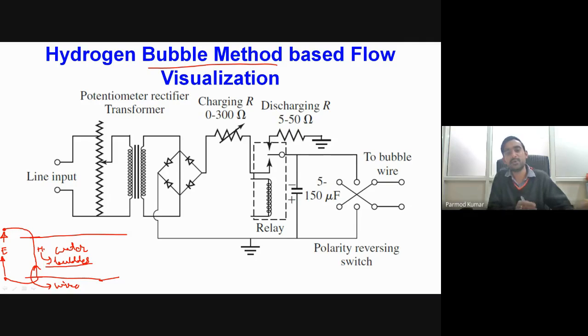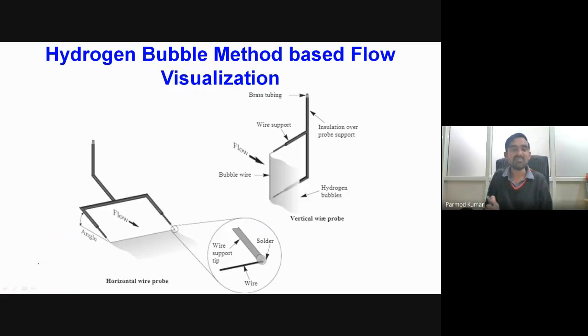Now once we are having these small hydrogen bubbles inside our flow field, then we can actually illuminate these bubbles with the help of some optical flow visualization based techniques, and then we can try to trace the path of these bubbles in order to visualize our entire flow field. Okay, so this is one electronic circuit which is given over here, and this particular type of electronic circuit is actually employed for generation of the hydrogen bubbles within our fluid medium. Okay, now there are typical arrangements for using this wire for generation of the bubble.